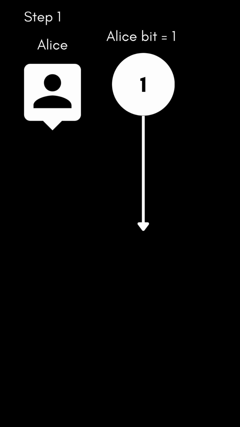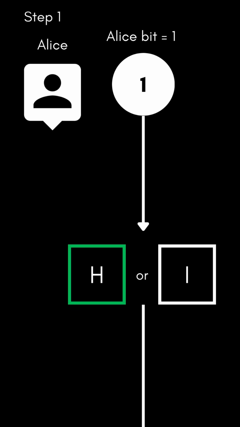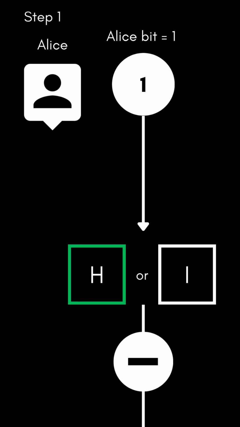Let's start with Alice, whose first bit is 1. Now Alice has a choice of applying an H gate or no gate, in other words called the identity gate. She chooses the H gate, causing her qubit to go to the minus phase superposition.